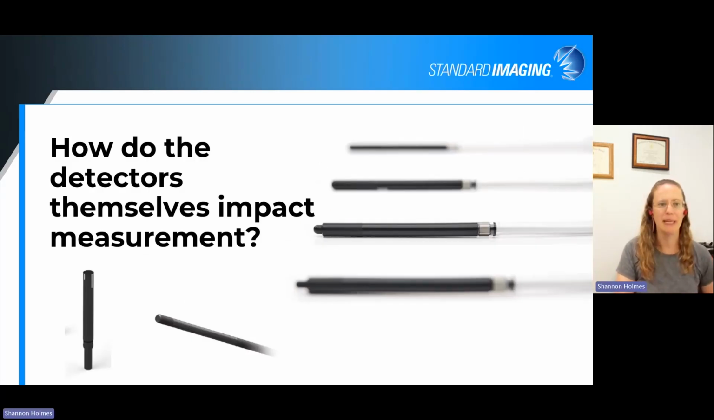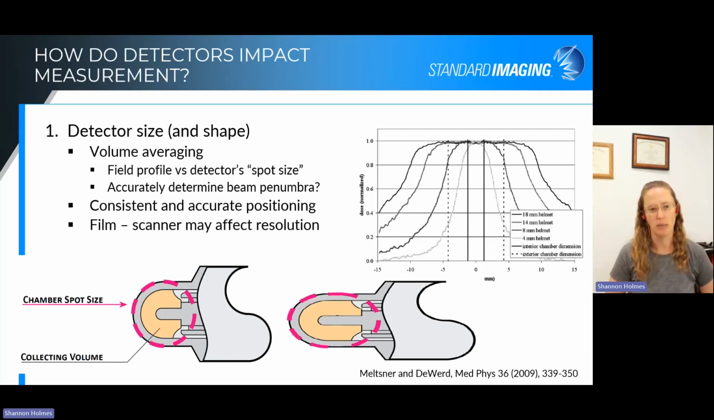So that brings me to my next topic: how do the detectors themselves impact the measurement? So far, we've just talked about conditions of the beam, but the detectors themselves also impact these measurements. So the first thing, again, is size, detector size, and the shape of the detector. If you have a round detector like I'm showing here, then it's uniform in terms of its volume averaging in both dimensions in your field. If you have an elongated detector like the one shown on this side, now you have volume averaging over a shorter distance in one axis and a longer distance in the other axis. So it's something to be aware of as you're positioning this within your field, or planning which fields you could use your detector for.